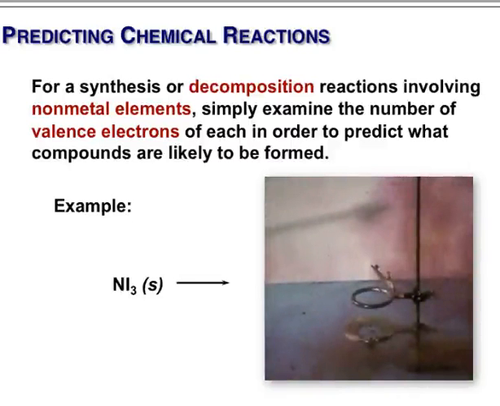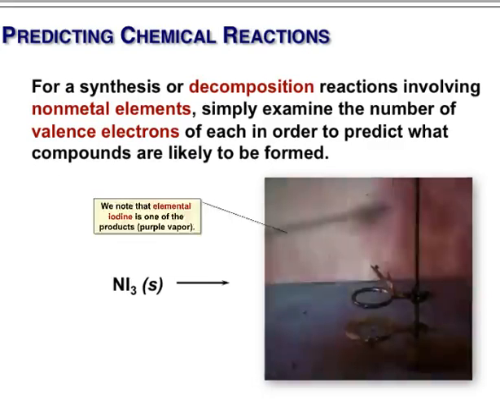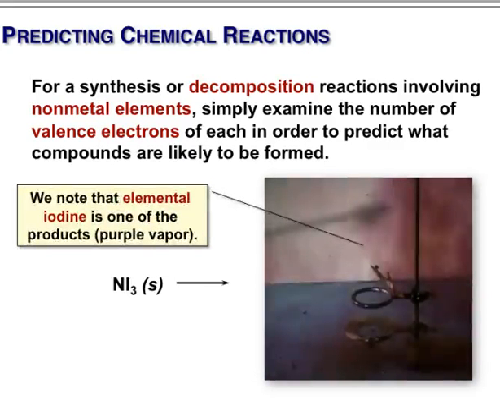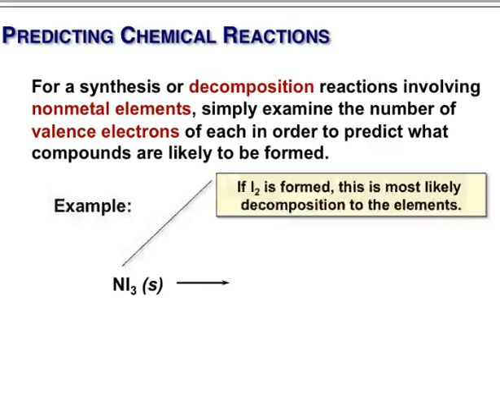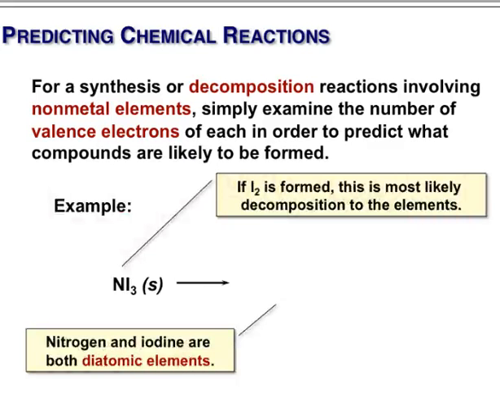Now, when something goes boom, lots of stuff can happen. That's why decomposition is so difficult. But what you do is you look at what's left over. See the big purple cloud? That's iodine. We all know iodine is purple. So my best guess is we're going to be making iodine here. If we're making iodine, our nitrogen is probably going to wind up simply as nitrogen itself.